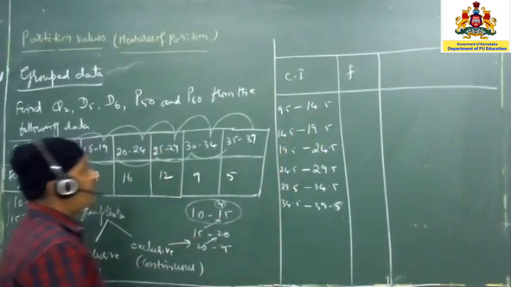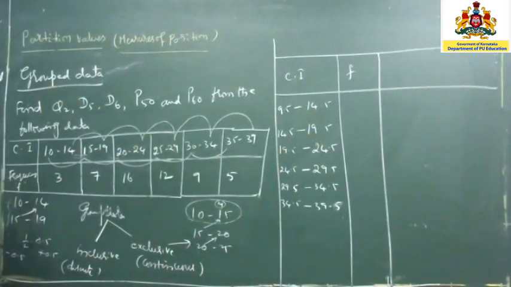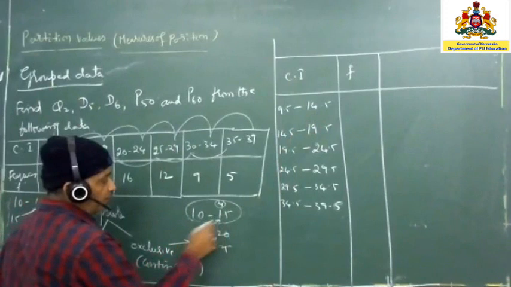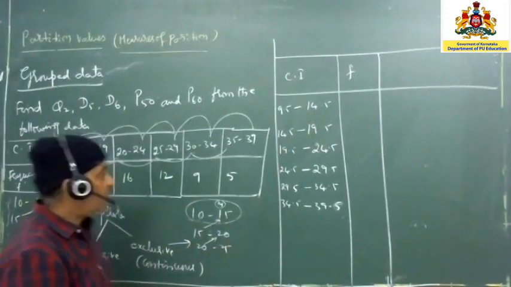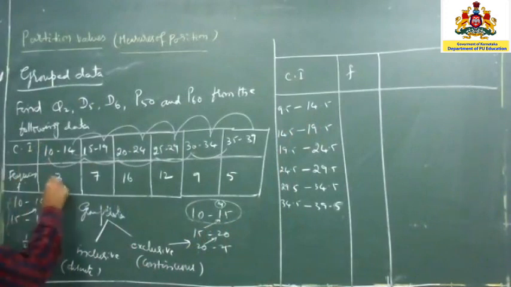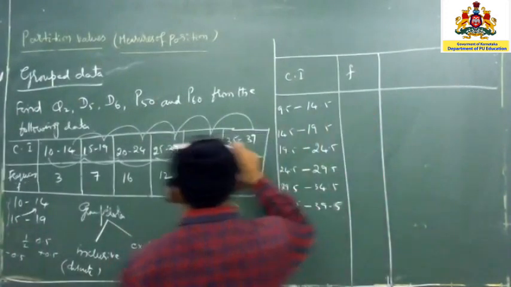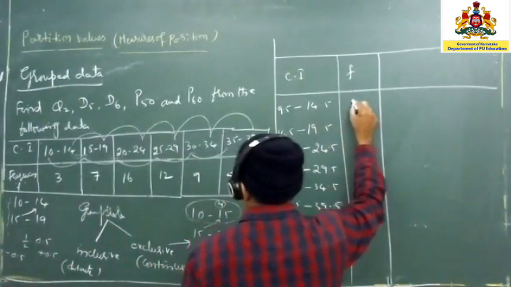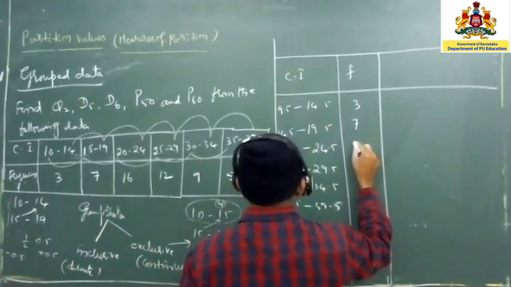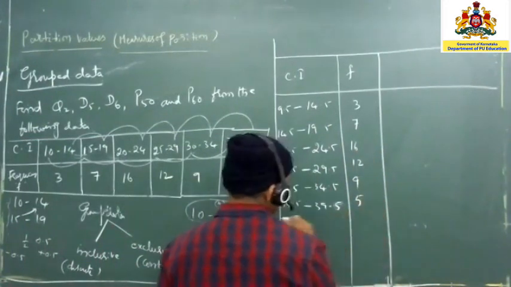So after converting, this is the first step you have to do whenever it is given in group data. If it is already given in this form, that is 10 to 15, 15 to 20, there is no problem in this sense, no need to convert, you can take it directly. Okay, so now in this one, I am going to write the frequencies here. The first one is 3 and 7, 16, 12, next is 9, next is 10.